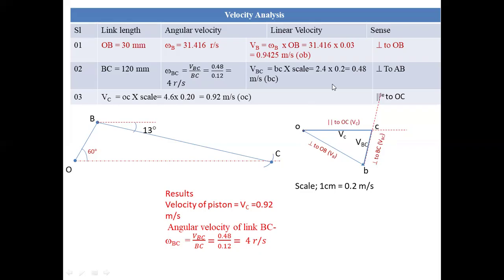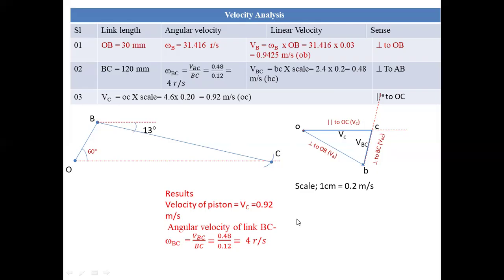Once we have the velocity for point BC, then you can take V equal to R omega, so omega will be V by R. Just by taking this velocity upon 120 mm, the length of the connecting rod, we have the angular velocity of the connecting rod CB, that is 4 radian per second. So this is the velocity of the piston, and this will be the angular velocity of link BC.